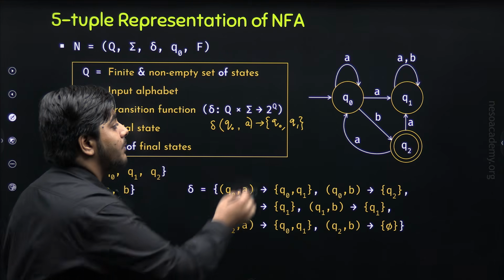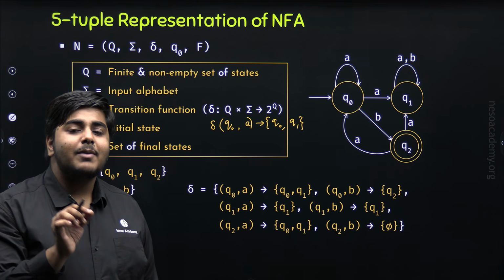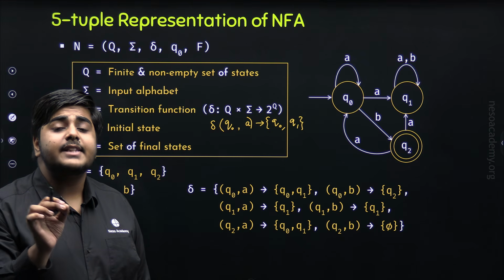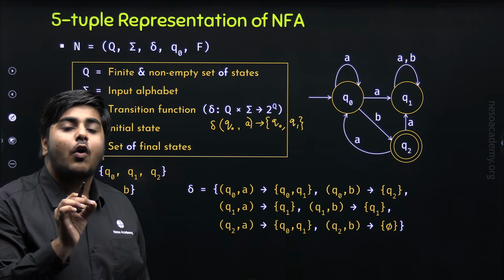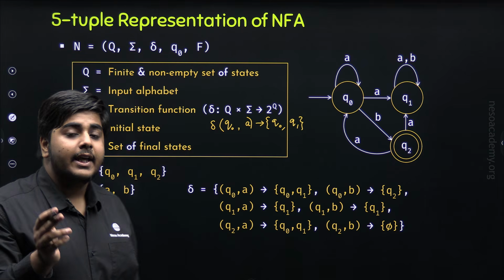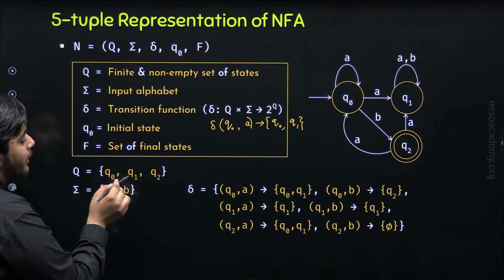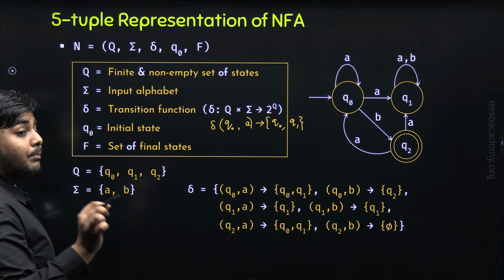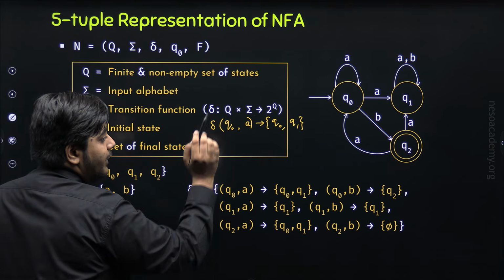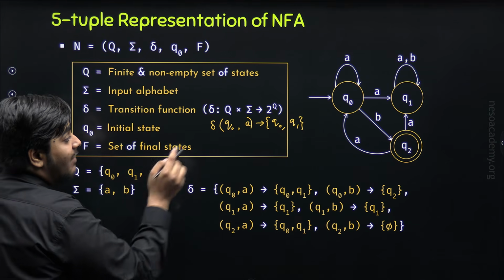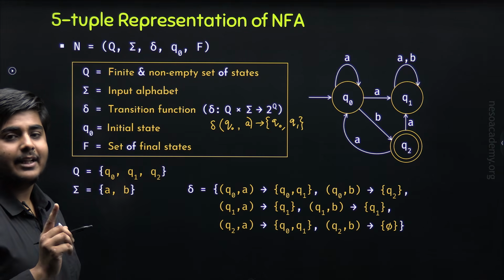Now we will understand the meaning of 2 to the power Q in detail. 2 to the power Q means the power set of Q, and the power set of Q means the set of all the subsets of Q. Here we have the set Q, which contains only 3 elements, Q0, Q1 and Q2. So the power set of Q will contain a total of 2 to the power 3 elements. So the power set of Q will contain total 8 elements.